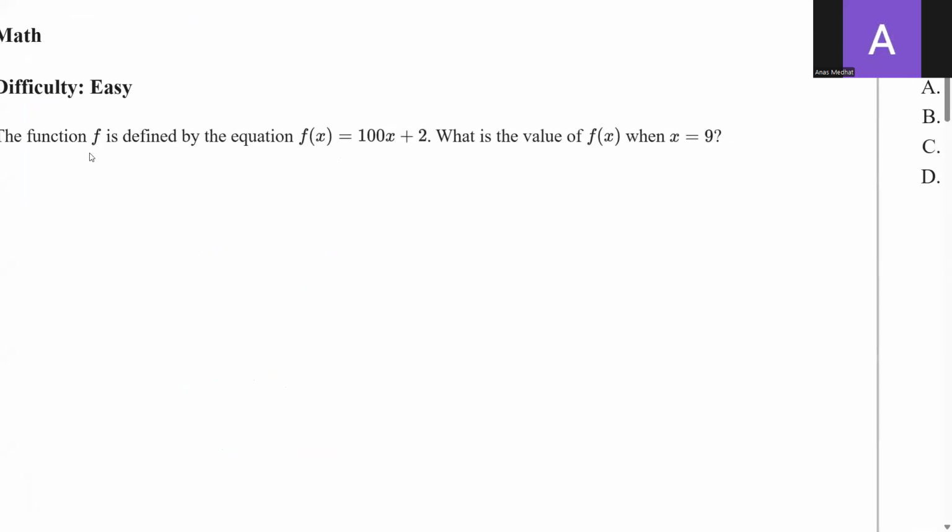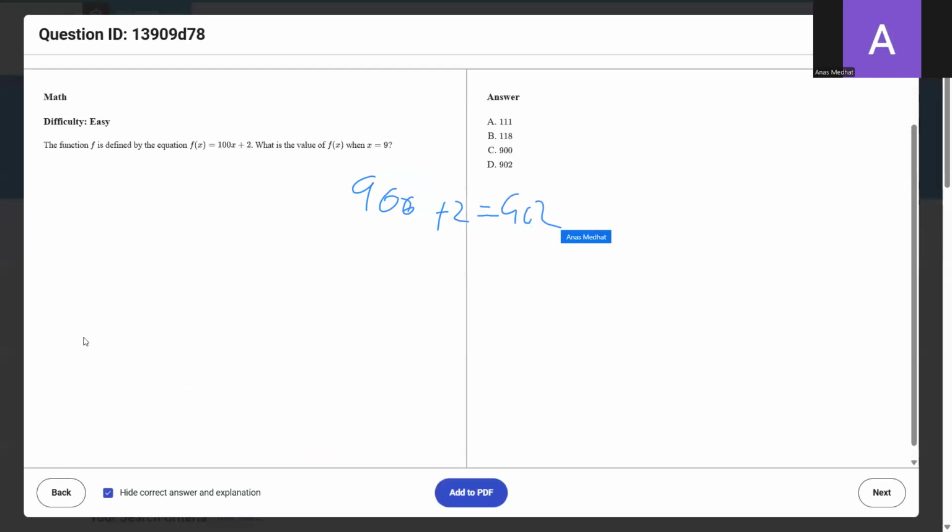Well, the value when x is equal to 9, we only substitute. So 900 plus 2, which is 102. Answer is D.